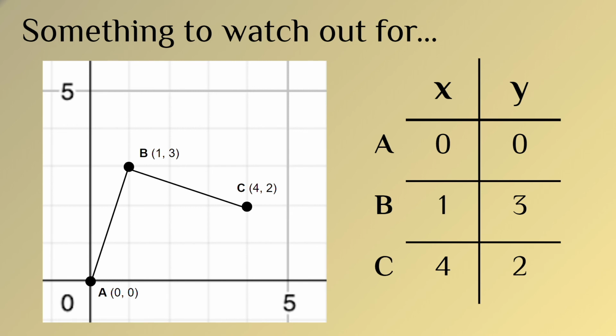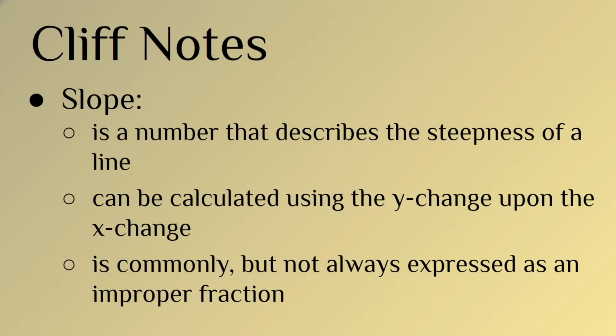All in all, now let us move to the summary slide. After watching today's video, part 1-2 maybe, we know that slope is a number that describes the steepness of a line. Also, we can calculate slope by dividing the y change by the x change. This last one is more of a preference, but you will almost always find slope as an improper fraction. I talk about this briefly in the video, but do not worry too much about it.